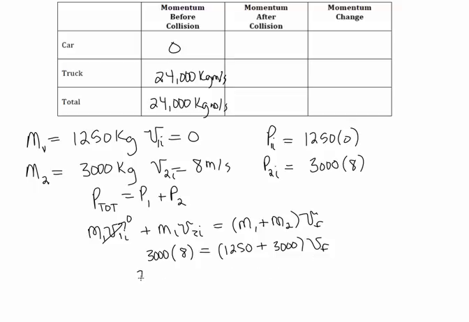So I've got 24,000 equals, I'm going to add those two together, that's giving me 4,250 times v final. Now to find v final, what do I do? I divide both sides by 4,250, and that's going to give me a final velocity of 5.65 meters per second. Both the car and the truck are going to be moving at 5.65 meters per second.